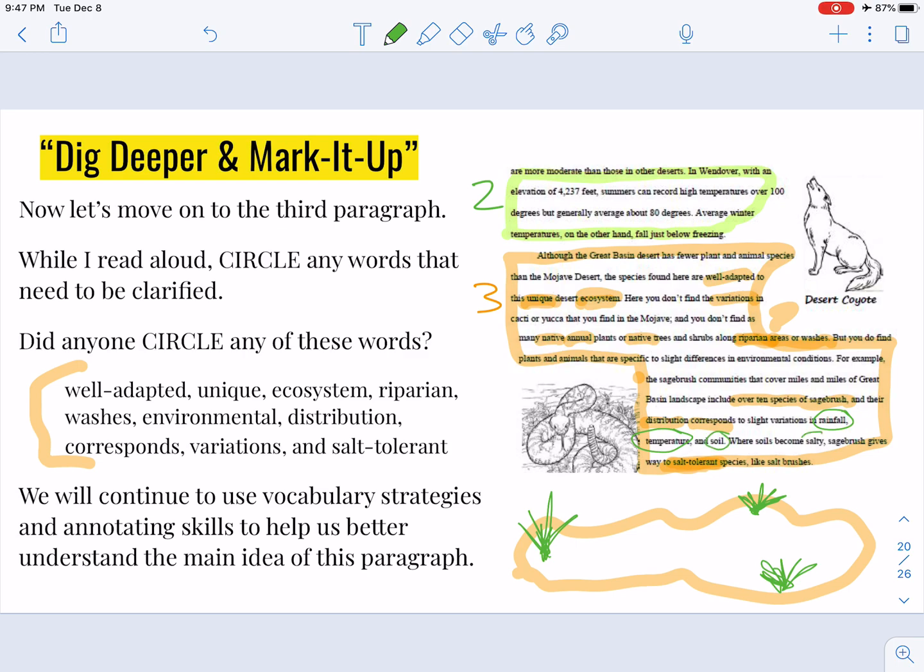Remembering that sometimes that soil becomes salty, and that means that my species have to become salt tolerant, which means that they have to be able to withstand having so much salt in the area. Okay. Any other words that you have? Hopefully we were able to get through them. If you still have any questions, please make sure to contact your teacher and we'll be happy to help.